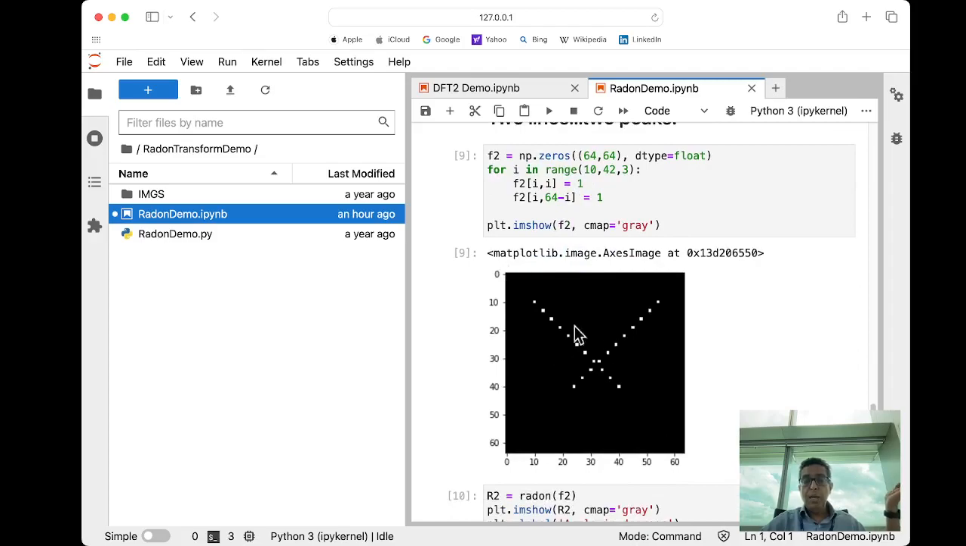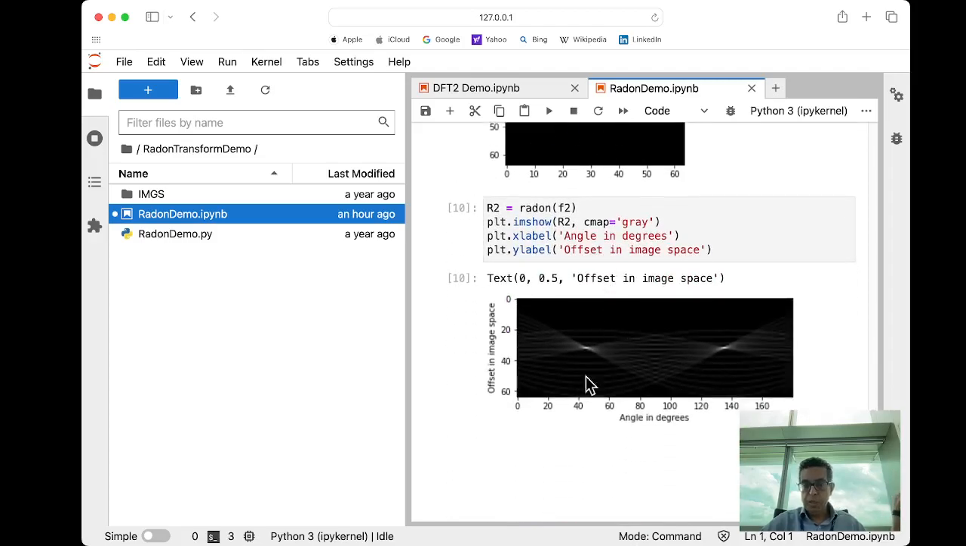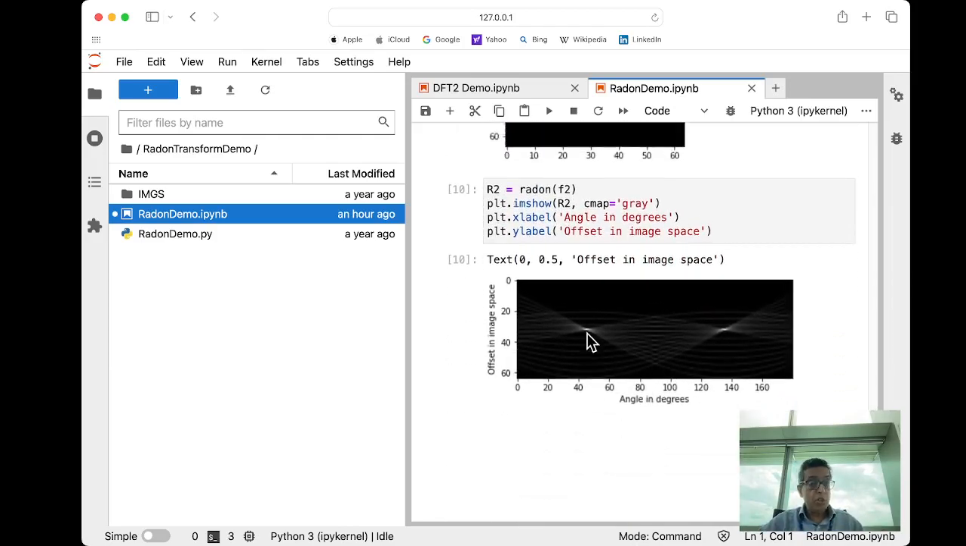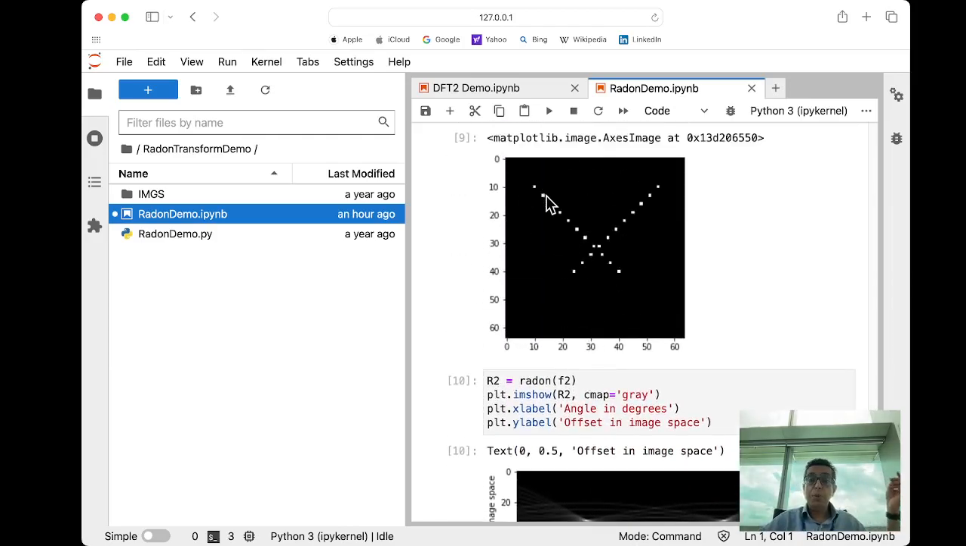Now, if you have two lines in the image, then you get two peaks in Radon space or Hough transform space. And it therefore becomes really easy to use this technique to detect the presence of lines in an image, because these peaks will not change if, for example, you put bigger gaps between the points on the line.